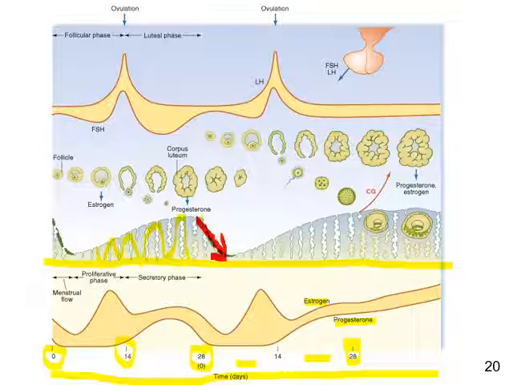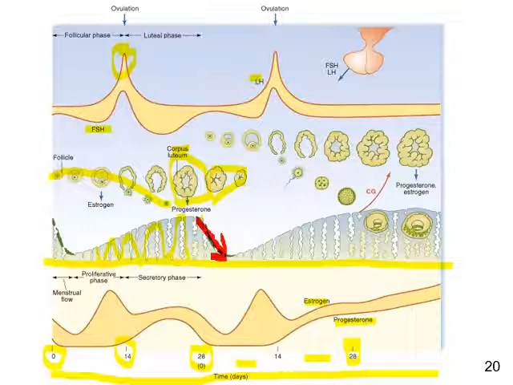Here are images of the developing follicle and the developing corpus luteum during a menstrual cycle with no pregnancy, and then the degeneration of the corpus luteum after that when there is no fertilization and no pregnancy. And here are the levels of FSH and LH during a menstrual cycle. So let's walk through these.